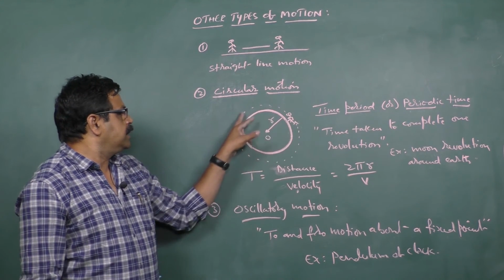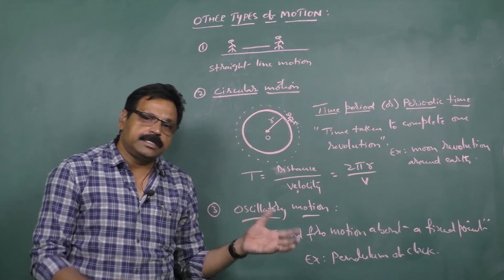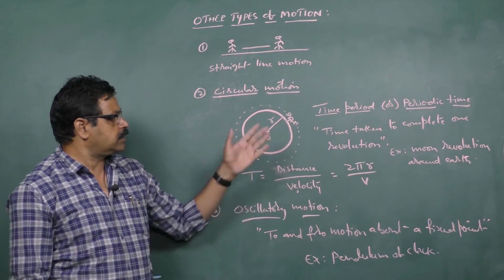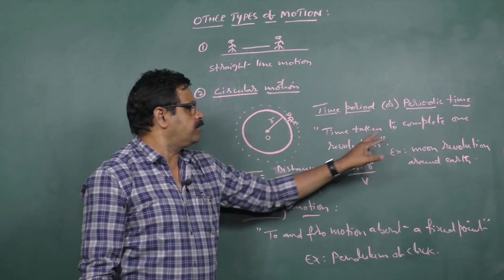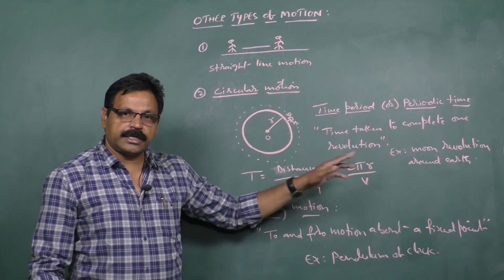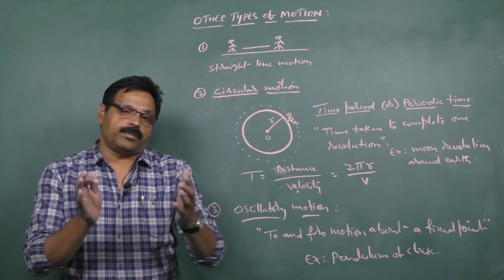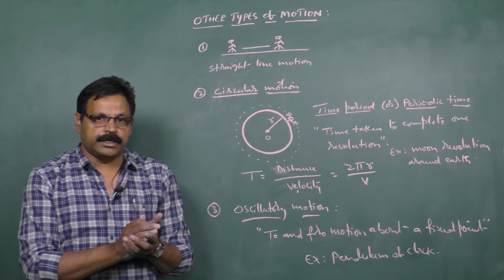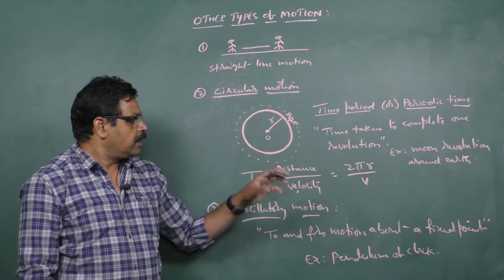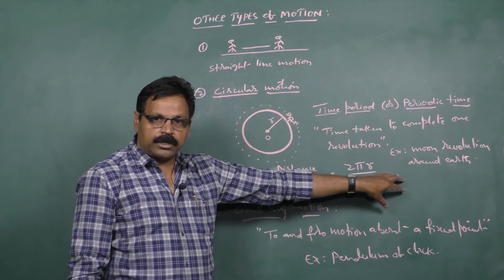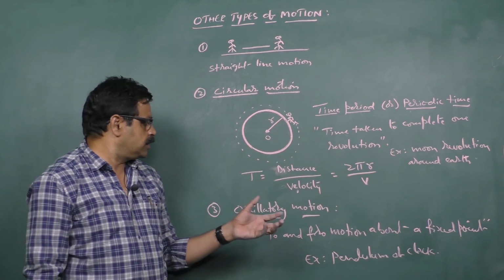To complete one revolution, whatever time it takes is called the time period. So the time period is the time taken to complete one revolution. As an example, Earth is revolving around the sun. How much time is it taking? 365 days. That is the periodic time of Earth around the sun. Likewise, the moon is revolving around the earth. This is also a periodic motion, a circular motion.